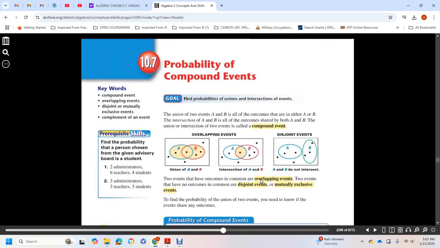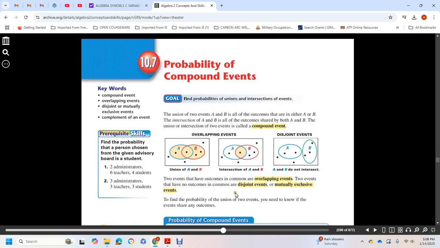10.7, probability of compound events. The goal is to find the probability of the union or intersection of events. The union of events A and B is all the outcomes in either A or B. The intersection of A and B is all the outcomes that are shared, in both A and B. The union or intersection of two events is called a compound event. Two events that have outcomes in common are overlapping events. Two events that have no outcomes in common are disjoint events, also called mutually exclusive events.